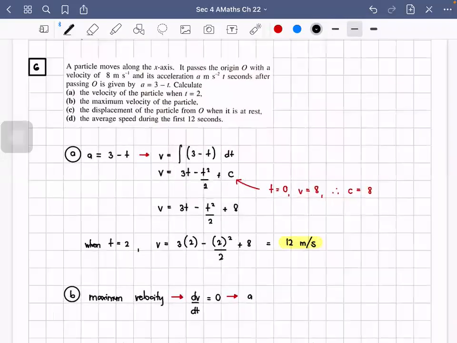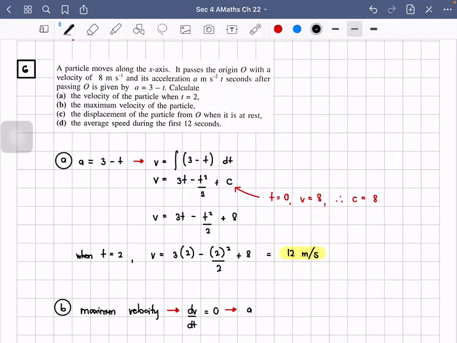So, a particle moves along the x-axis. It passes the origin with a velocity of 8 meters per second, and its acceleration, in meters per second squared, after passing O, is given by a = 3 - t. So this is the acceleration function. We need to calculate first the velocity of the particle when t is equal to 2. For letter A, we already have the time, so that's all we need.